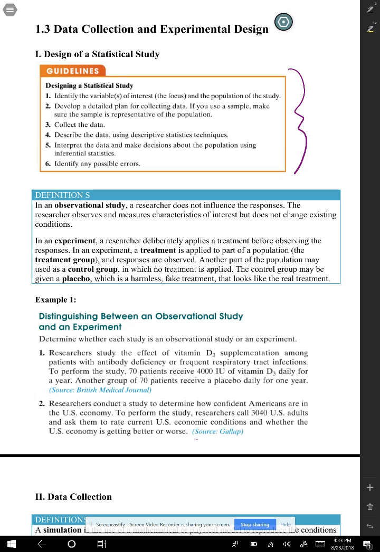So in our first example, all we're looking at is deciding whether it's an observational study or an experiment. Question 1: the researcher studies the effect of vitamin D3 supplementation among patients. To perform the study, the patients receive a dose of vitamin D3, and then another group of 70 patients receive a placebo. So since the researcher is giving the patients a treatment, this would be an experiment.